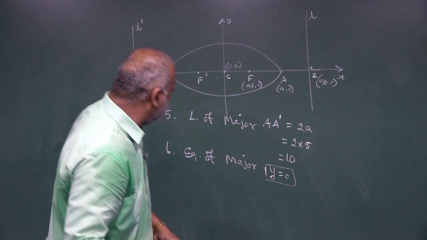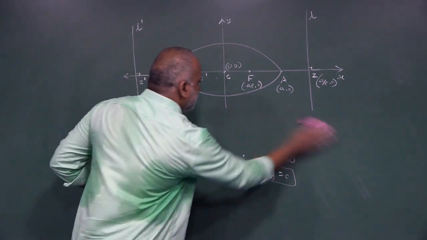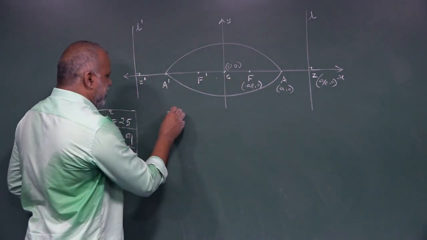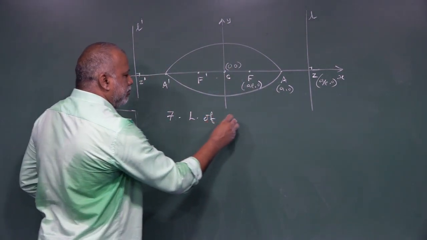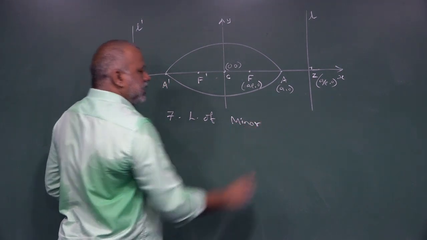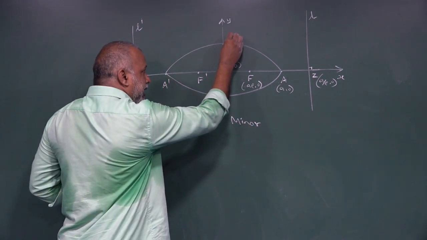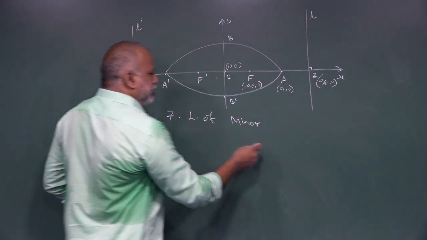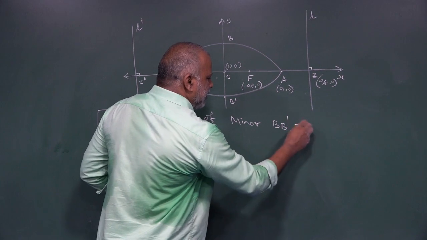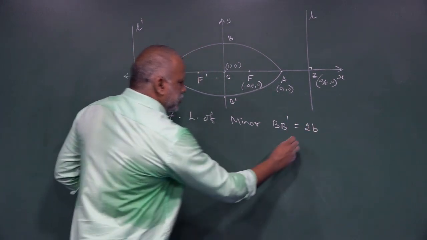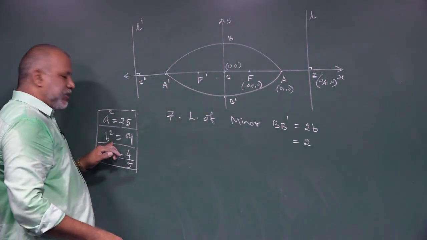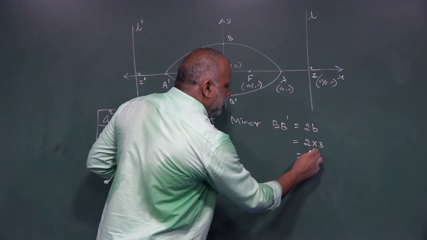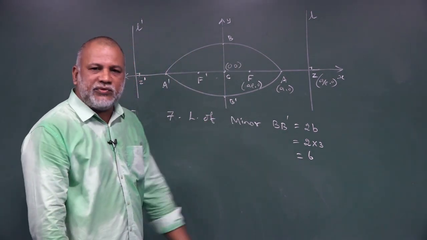Now listen, another one, point number 7: length of minor. See, this is B and this is B dash. We are giving the names B and B dash. Length of minor is B B dash. The value is 2 times B. Already we worked out B here: B squared equal to 9, B must be 3. So 2 threes are 6. This is the length of the minor.